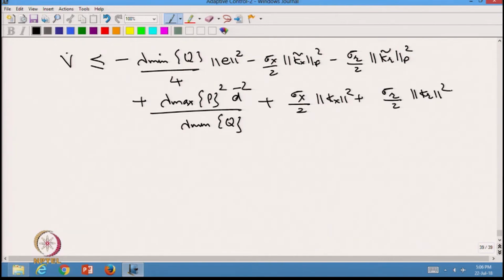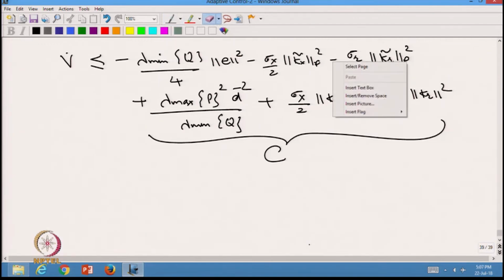Okay. So what we see from here is that all these positive terms are in fact constants. So let's call them C. Okay. And what about these negative terms? Can we somehow collect these negative terms and comment on how V of t evolves as t goes on?